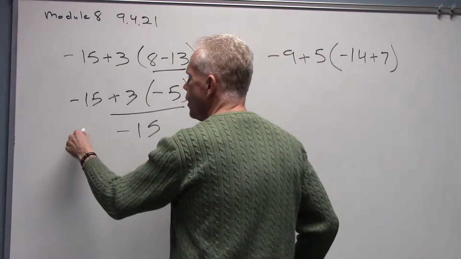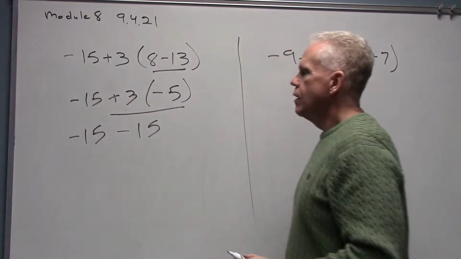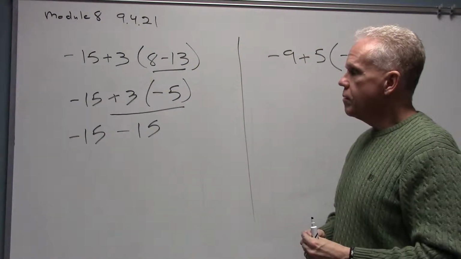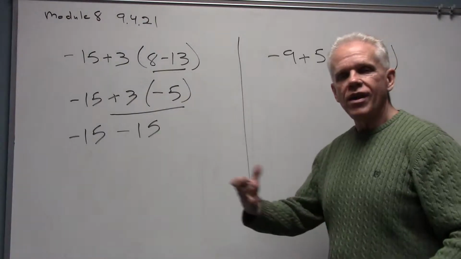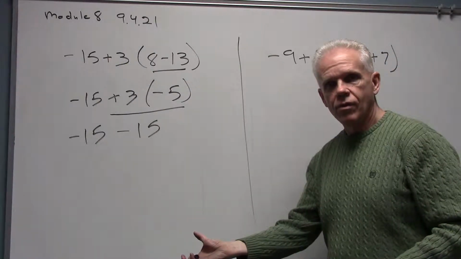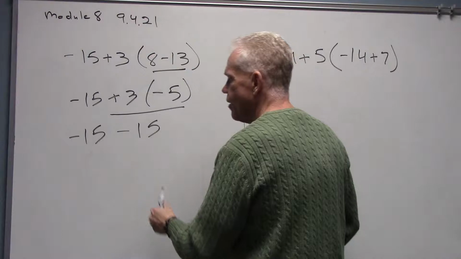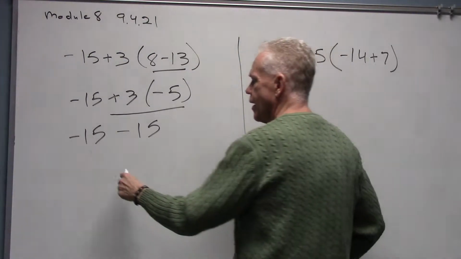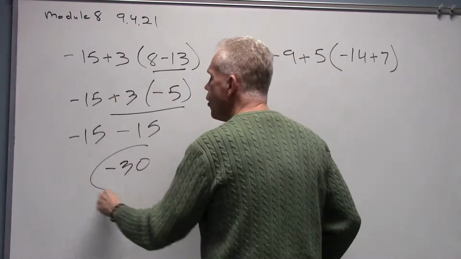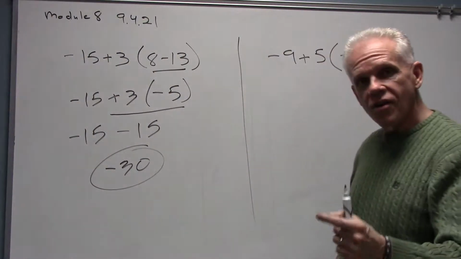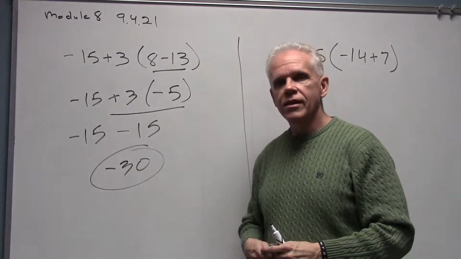Let's bring down this other negative 15. All right, now we're ready to combine. We got 15 negatives and 15 more negatives, okay? When you take 15 negatives and you put them with 15 more negatives, guys, all together, you got 30 of those suckers. 30 negatives. That's what you got right there.